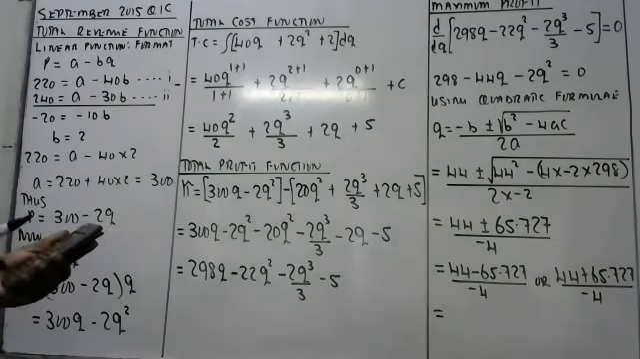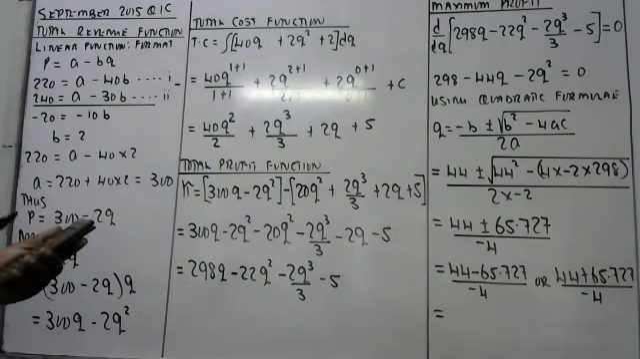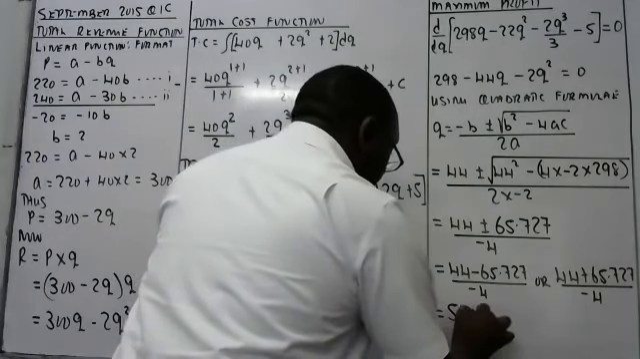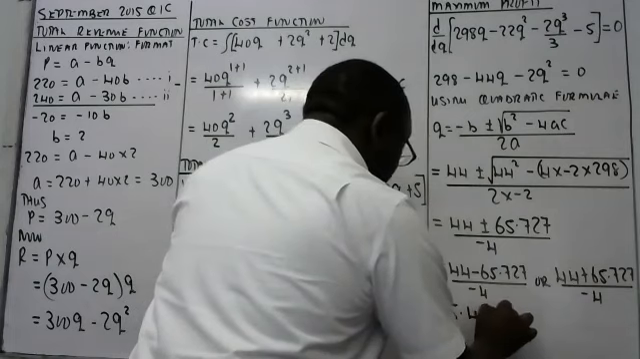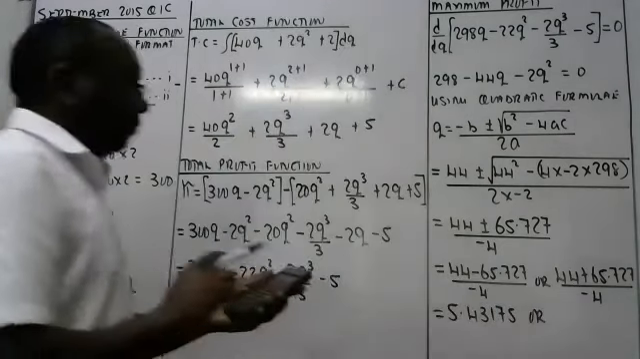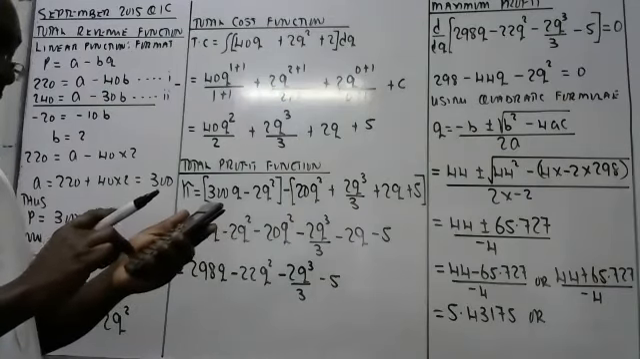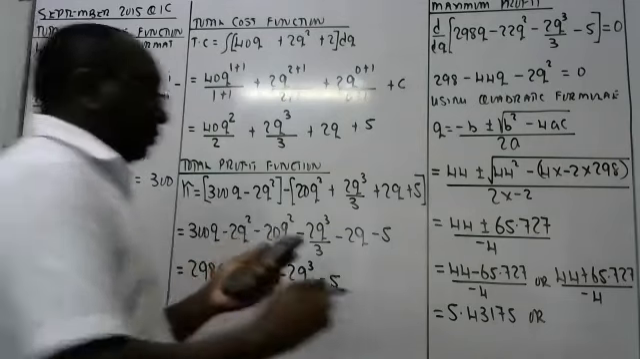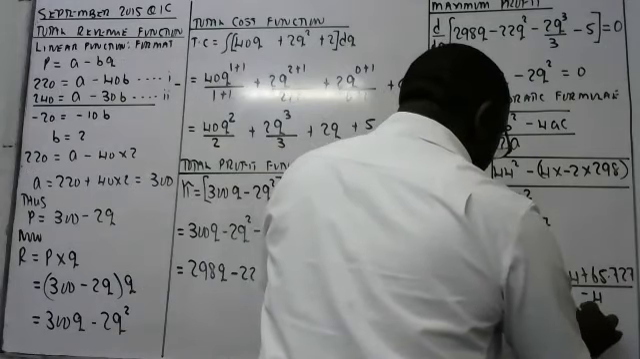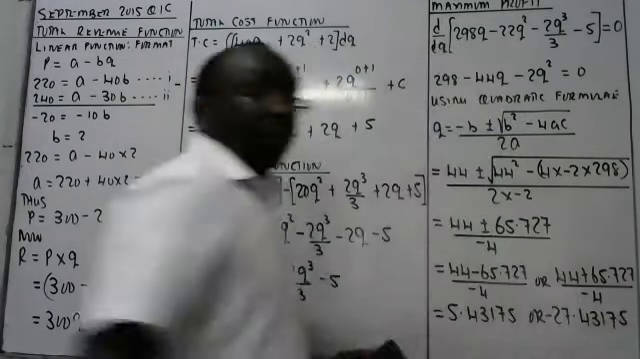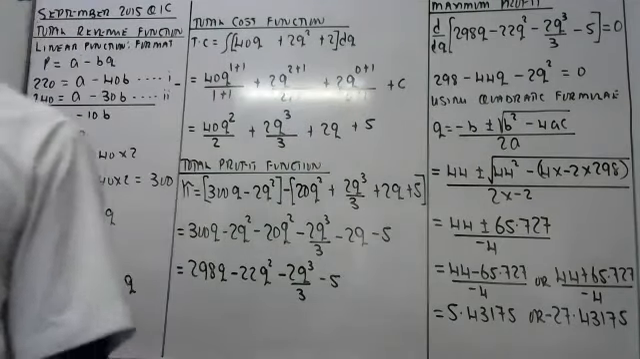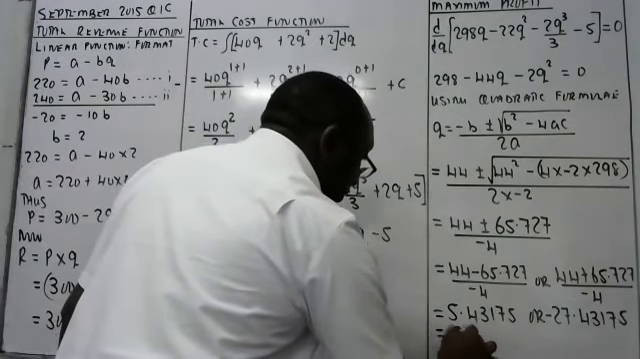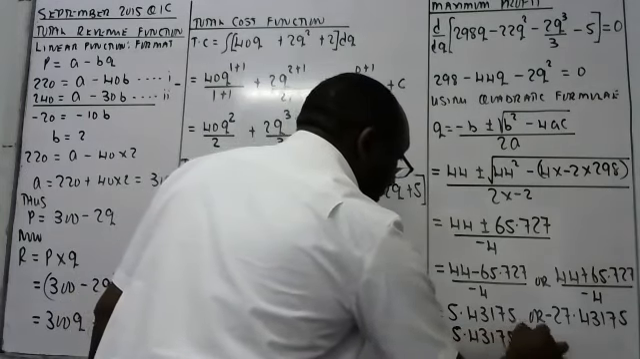So 44 minus 65.727 divided by minus 4 is 5.43175, or 44 plus 65.727 divided by minus 4 is minus 27.43175. And because now you cannot have units which are negative, you go for the positive value. So that means our Q should be 5.43175 units.